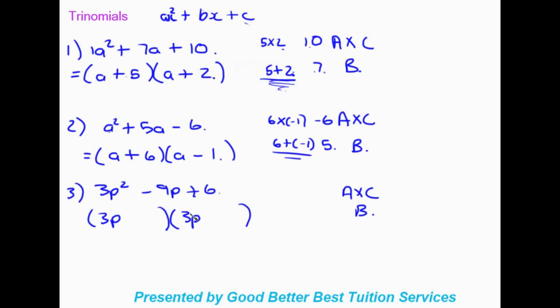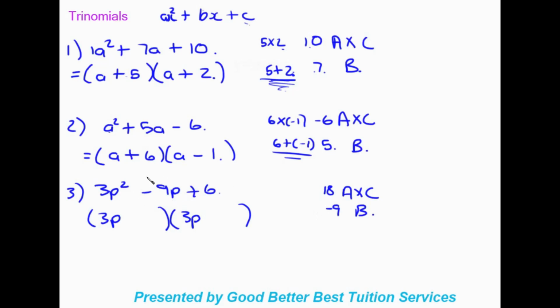Because obviously we know 3p times 3p is not going to give us 3p squared. It's going to give us 9p squared. But we will deal with that once we finish up here on the right hand side. So a times c, 3 times 6 is going to give us 18. And we have negative 9. Okay? So what's going to give us this?